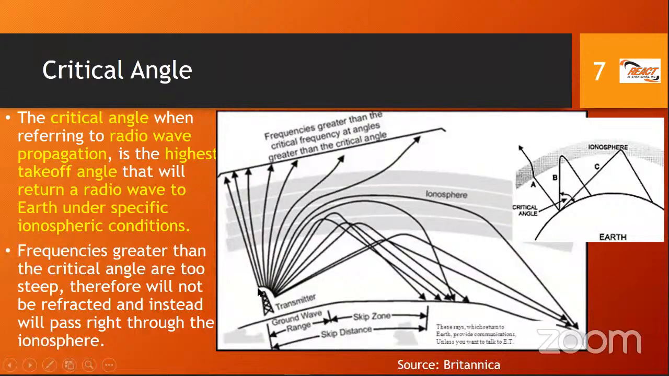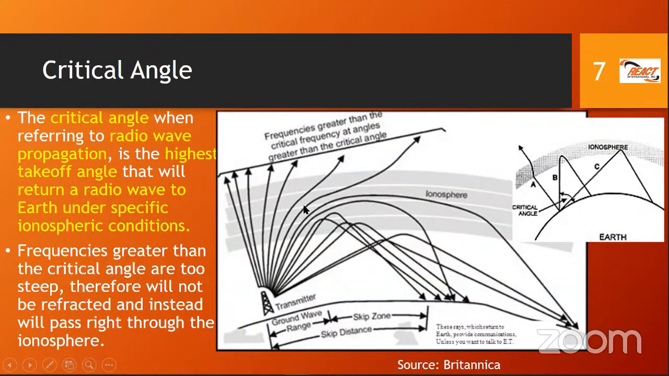If the signal leaves our antenna and goes up to the ionosphere at this angle, it comes down and is dropped onto Earth. It's refracted through the ionosphere. If it's at this angle, it's refracted and it comes down to the Earth. If it's at this angle, a lower angle, it's refracted and so on. Or reflected if you want to use that term, or bounced. But notice there is an angle, this one.